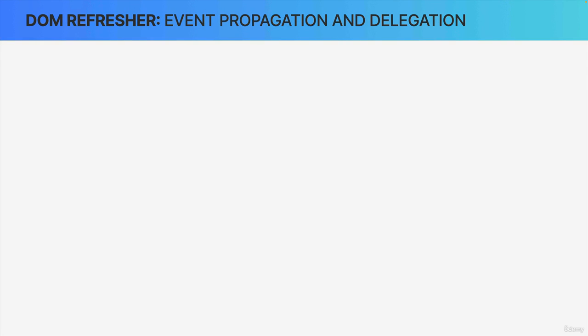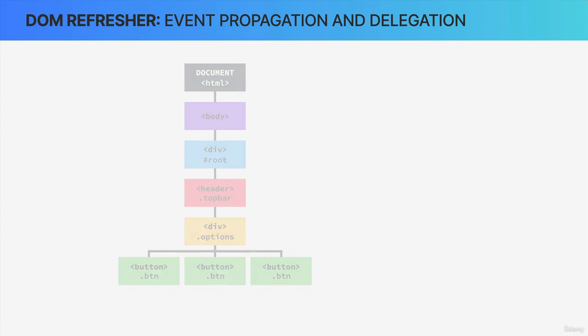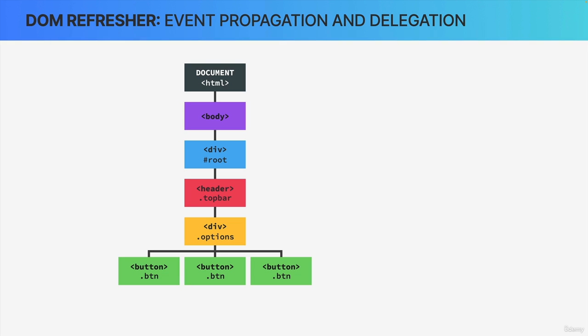But let's start with a quick refresher on how event propagation and event delegation work in the DOM, because this is important to understand how React works, and also because I believe that many people don't have a good grasp on how events actually work in the browser. So let's consider this tree of DOM elements. And note that this really is a DOM tree, so not a fiber tree or a React element tree. And now let's say that some event happens, like a click on one of the three buttons.